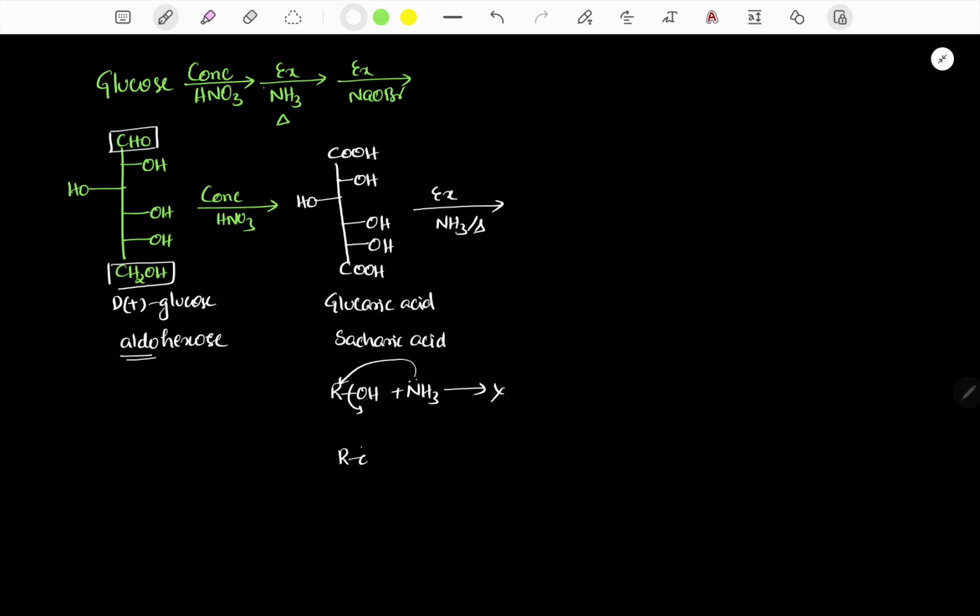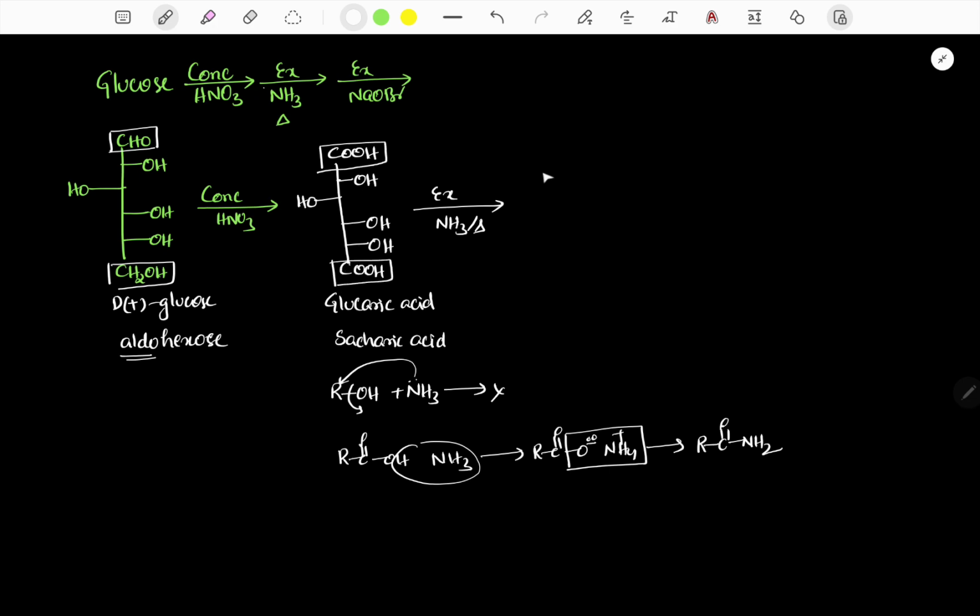But we know that when a carboxylic acid is treated with ammonia, initially a salt will form. Now it undergoes dehydration and finally gives the corresponding amide. Therefore, in this case also, salt will form and by heating it converts into amide. So it is an amide group and it is also an amide group. And the remaining alcohol groups are unaffected.